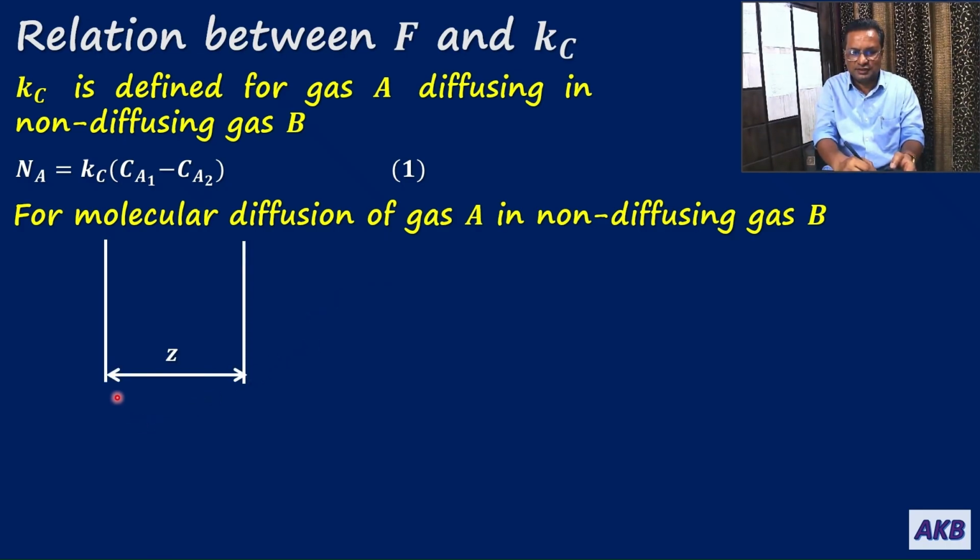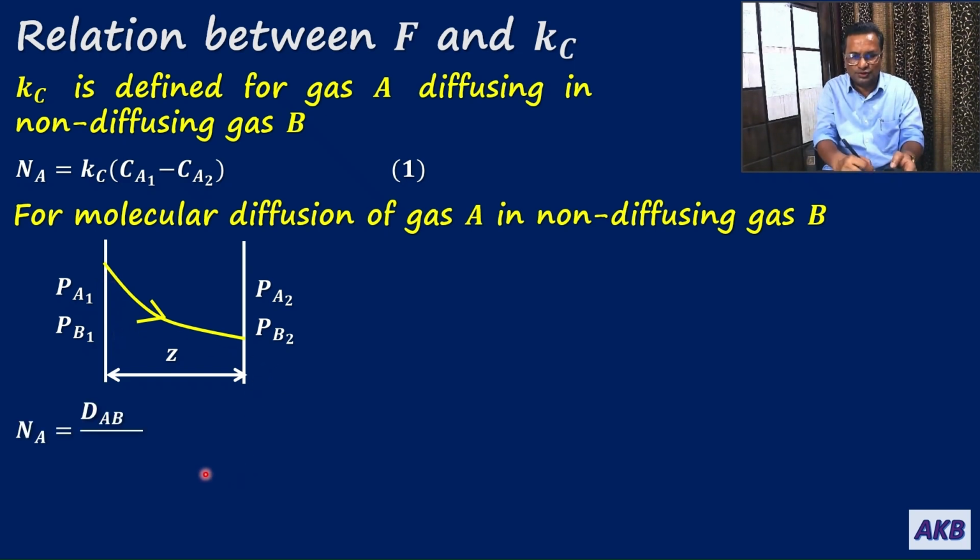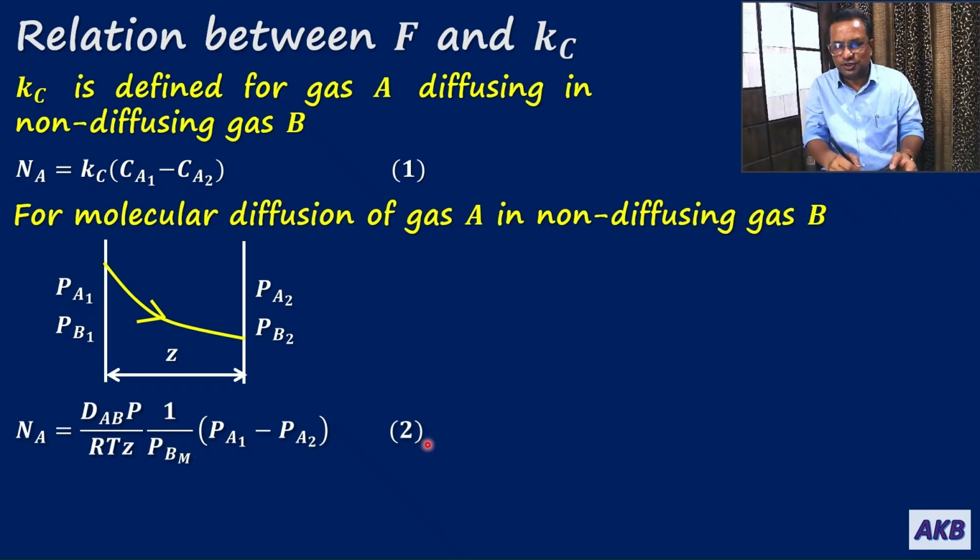So for molecular diffusion of gas A in non-diffusing gas B, that is, if you have two planes separated by distance z, at this plane let Pa1 be the partial pressure of A and Pb1 be the partial pressure of B. At this plane let the partial pressure of A be Pa2 and that of B be Pb2. And then A is diffusing from a plane of high concentration to a plane of low concentration. Then the equation applicable in this case is Na is equal to DAB P upon RTZ into 1 upon PBm into PA1 minus PA2. I'm calling this equation number 2.